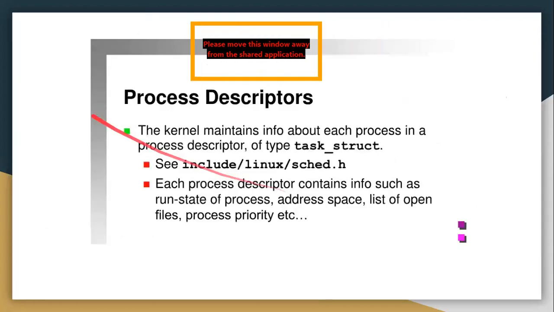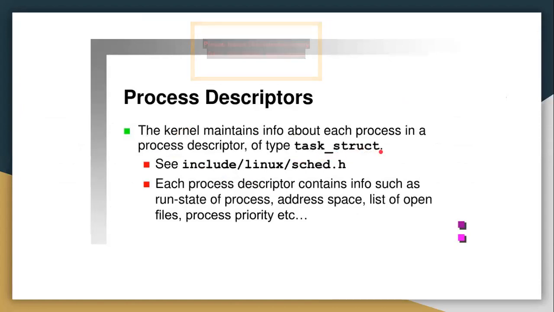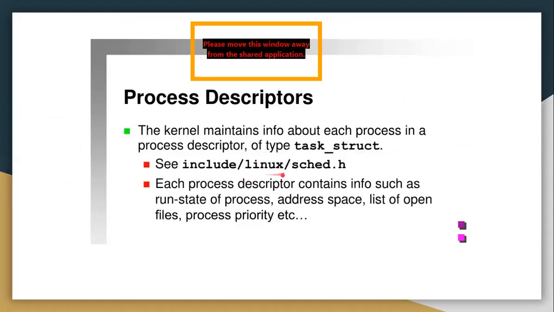Then the kernel maintains the information about each process, and for that it uses a data structure called task structure. The kernel maintains information about each process in the form of a data structure, and the name of the data structure is task structure. You will find that task structure in the include folder, Linux, scheduling .h file. These are all header files.